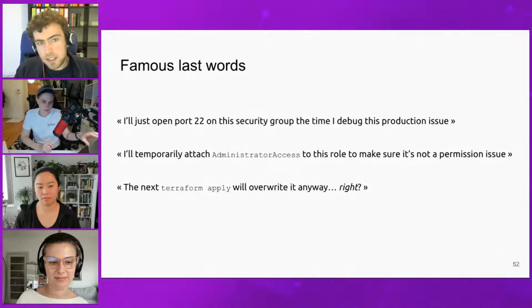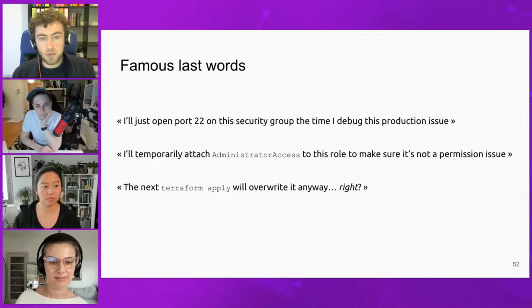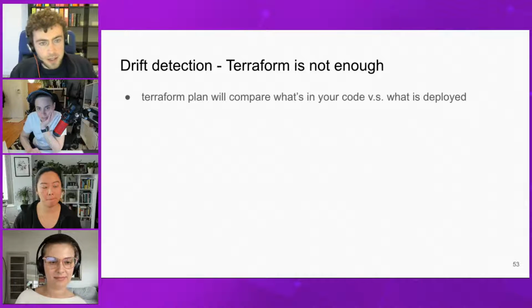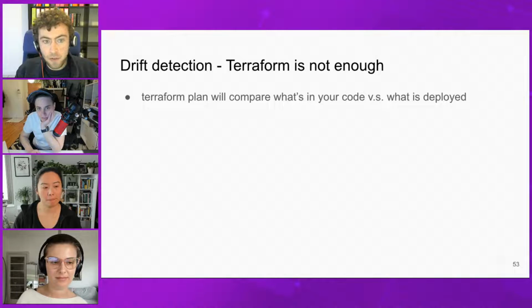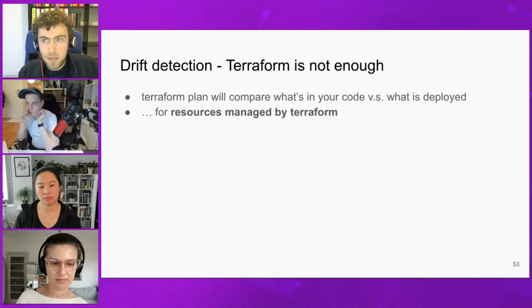And you are confident that in any case, the next run of Terraform will override this because all your roles, all the security groups are managed by Terraform, right? And actually, it's a bit tricky because the logic that Terraform has is that when you run Terraform plan, it will compare what is in your code versus what is running in the account, but it's only going to do so for the resources that Terraform manages.